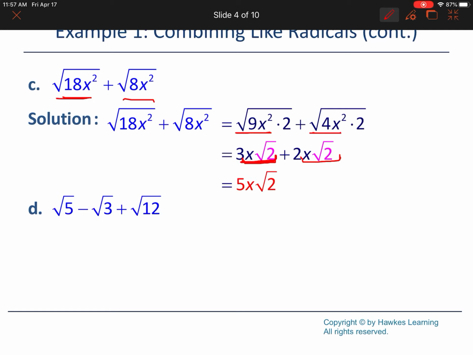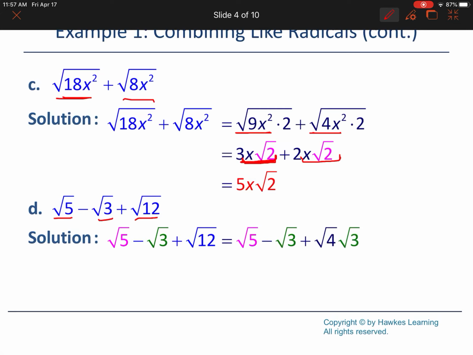So in this one, we have to check first to see. So far they don't look like any of them are the same, but we don't know that until we simplify. So square root of 5 is already simplified, and the square root of 3 is already simplified. But the square root of 12 is not. So we would have to take 12 and make it into square root of 4 times square root of 3, right, which is 2 square root of 3.